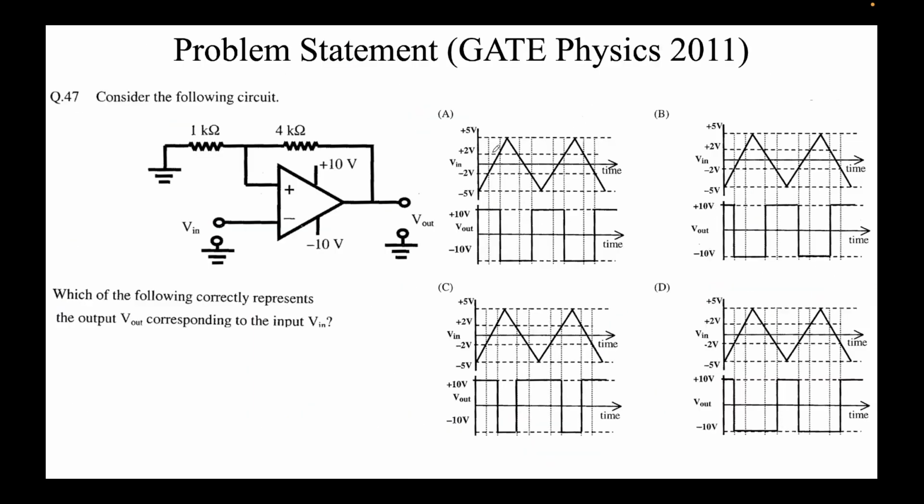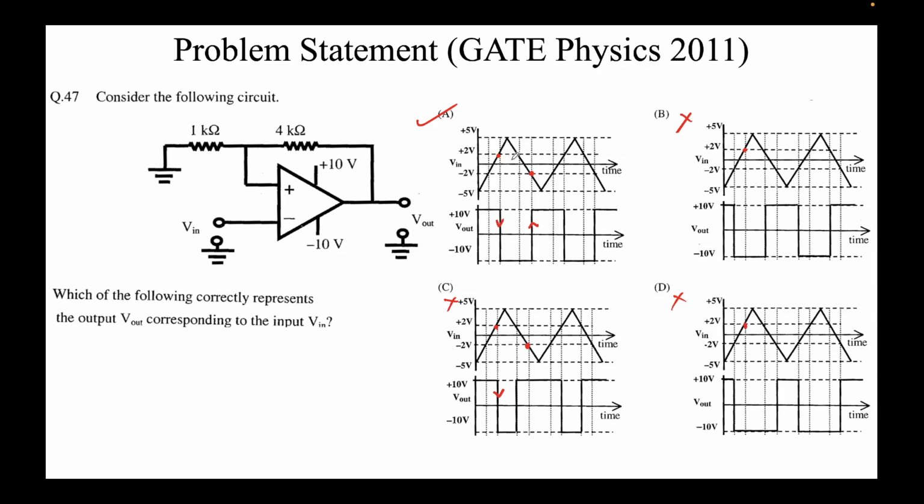So when V in crosses plus 2, the output should fall, which is falling. When V in crosses minus 2 in this direction, the output should rise. This is what's happening over here. If you see V in at plus 2, there's no change happening at plus 2, so this is not the correct option. Again, at plus 2 it should fall, and it is falling, and at minus 2 it should rise, so it should have risen over here, so this is also not correct. Similarly at plus 2 it should fall, so this is also not correct. So option A satisfies that at V in equal to plus 2, the output will fall, and at V in equal to minus 2, the output will rise.